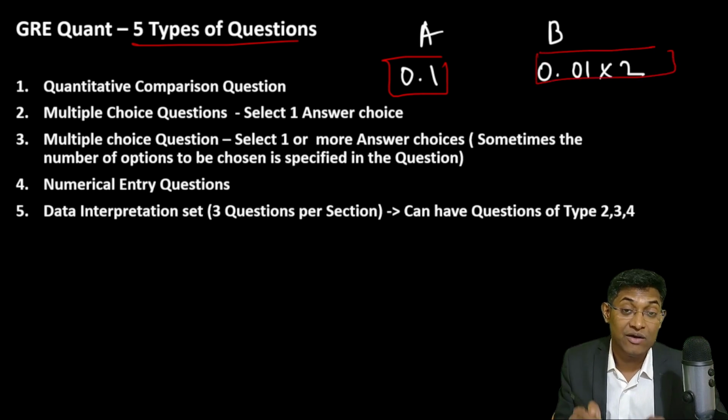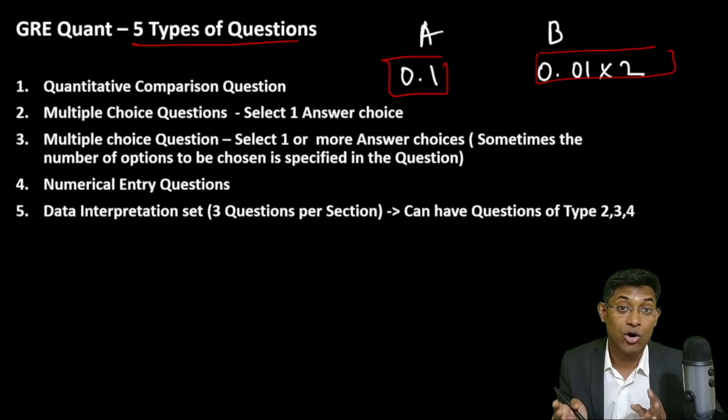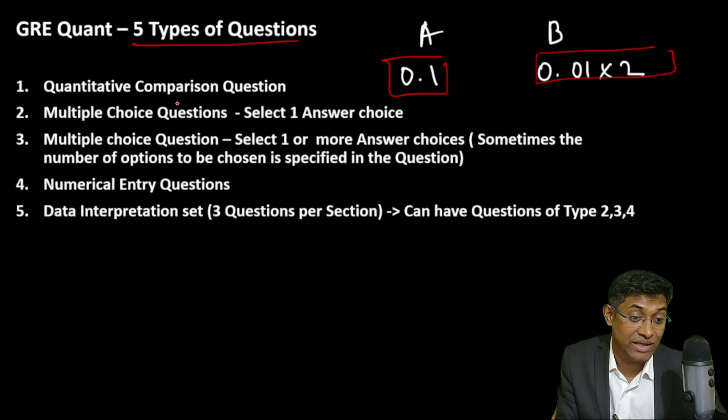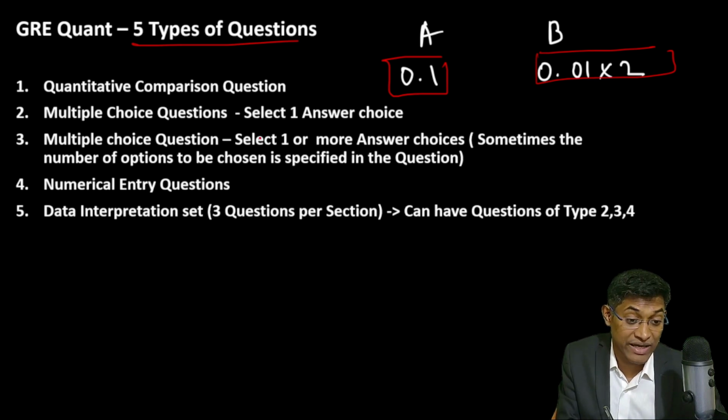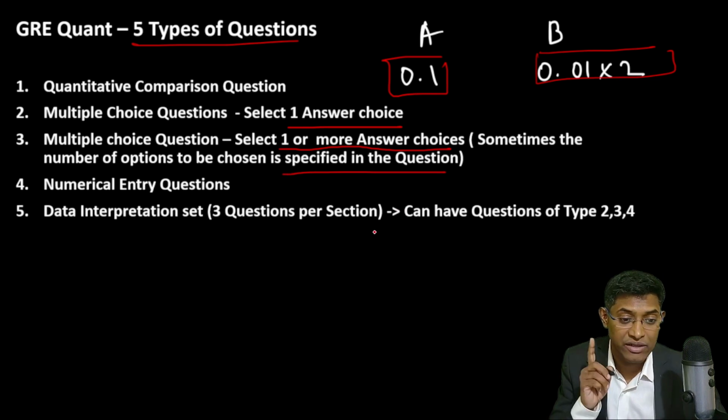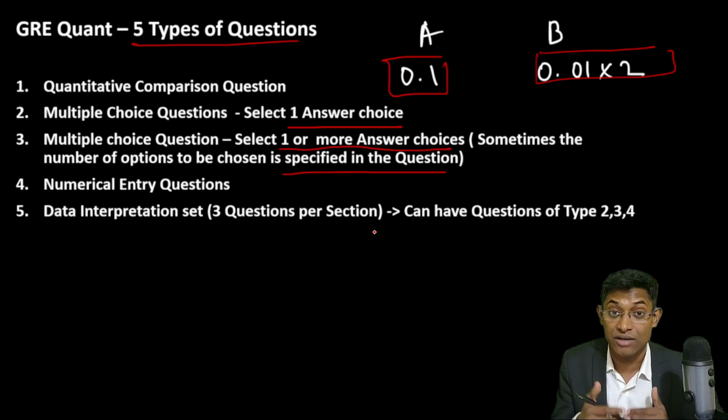Now you need to identify whether A is greater or B is greater, or whether the things mentioned in options A and B are equal, or whether you can't determine it. That's what you need to identify in quantitative comparison questions. The second type of GRE Quant question is multiple choice questions, where you need to select one answer choice. There are also multiple choice questions where you need to select one or more answer choices. Remember, sometimes the number of options to be chosen is specified in the question. So do read the question carefully to identify and attempt the question accordingly.